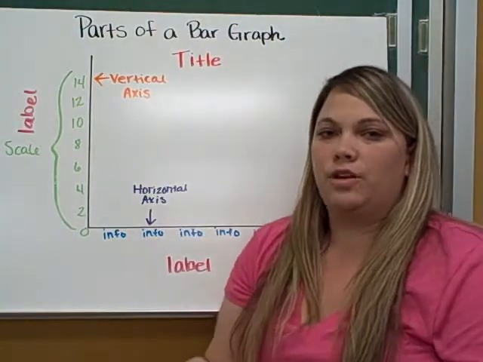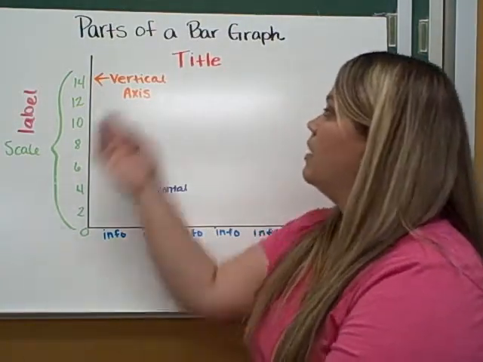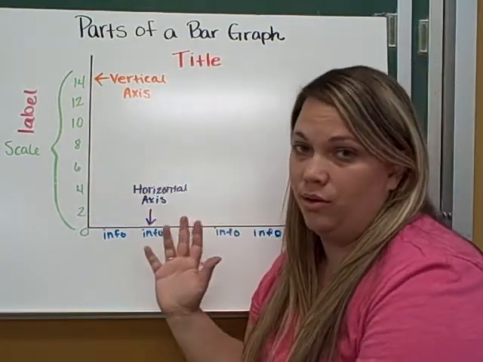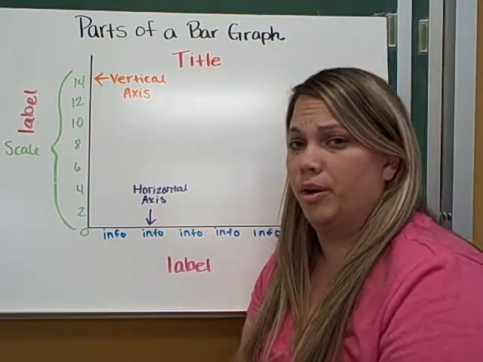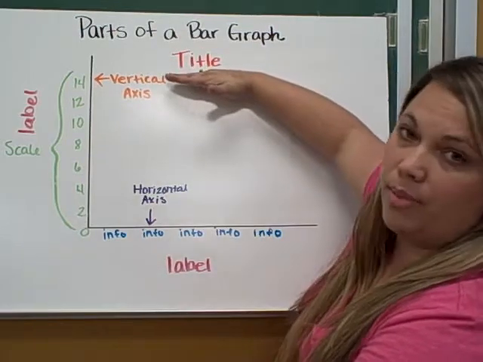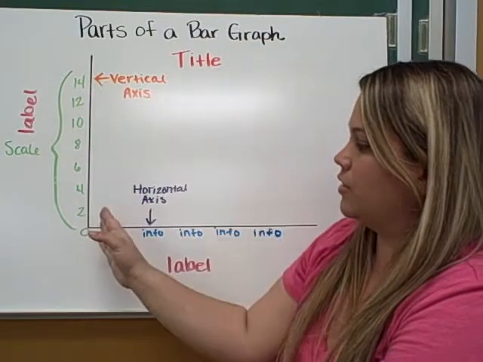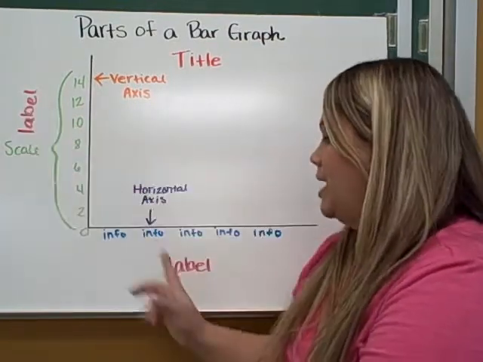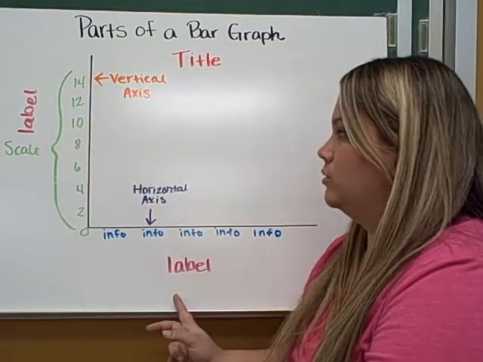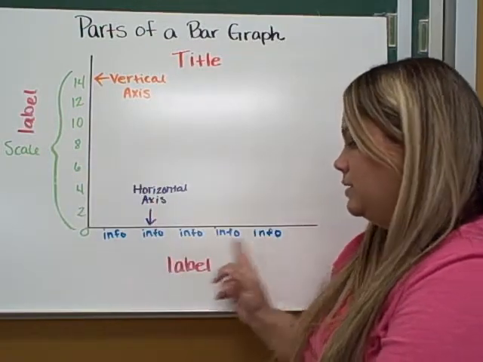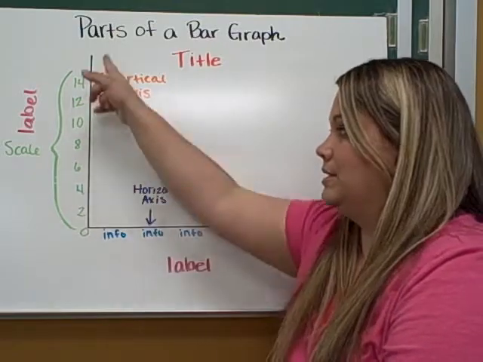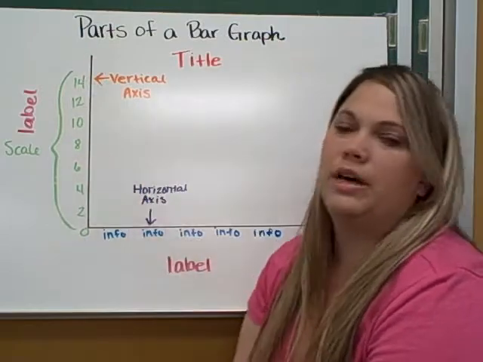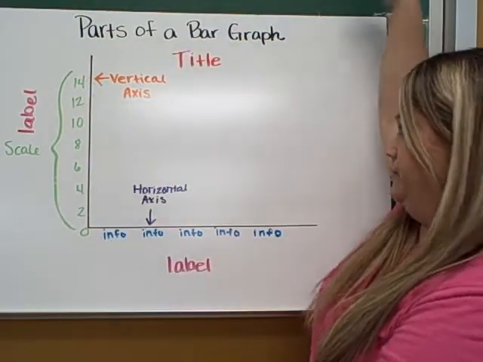So let's find those vocabulary words on our graph. Here's our title. Now, this is just a skeleton graph. There's no data on this graph. This is just for you to find the parts. So your title will go here above your graph. Here's our vertical axis. Here's our horizontal axis. Here's our two labels. So they tell us, this is where we would say, what is this information on here? What is this information on here? And here's your scale, the numbers that you'll find on one of your axes.